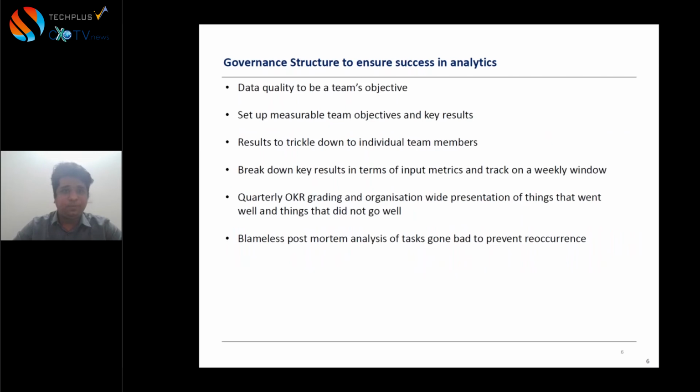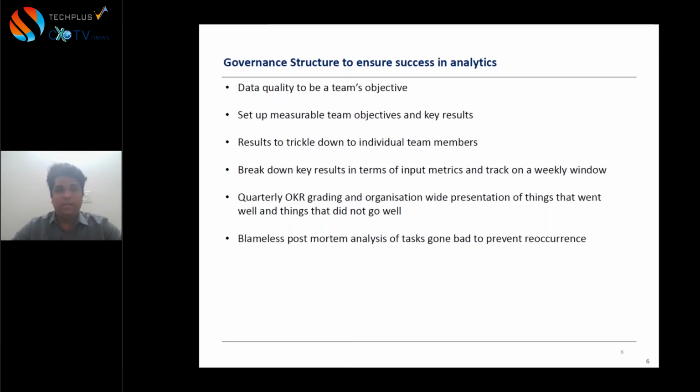So, what is the governance structure that, to my mind, has ensured, in the organizations that I have worked in so far, that AI and ML practices are fully orchestrated in the organization, and we have driven adoption. One is ensuring that data quality is a team's objective. There shouldn't be one or two people or one particular team that is responsible for data quality. Instead, it is an objective of the entire firm, and everyone in the firm is responsible for data quality.